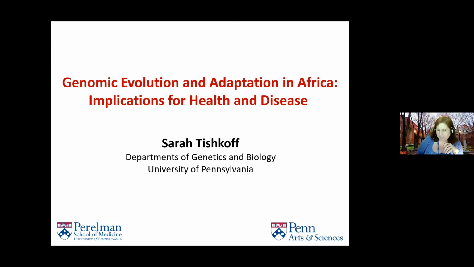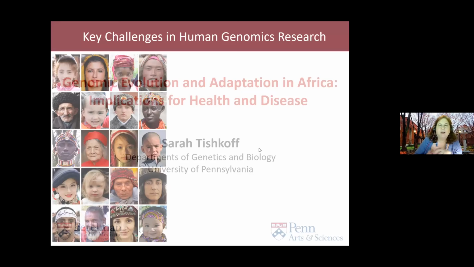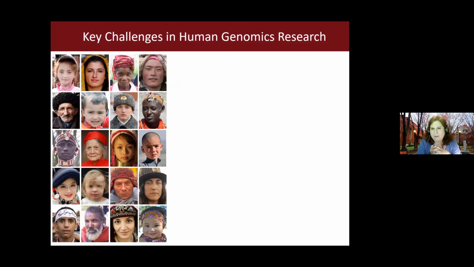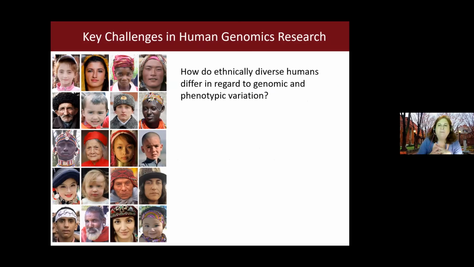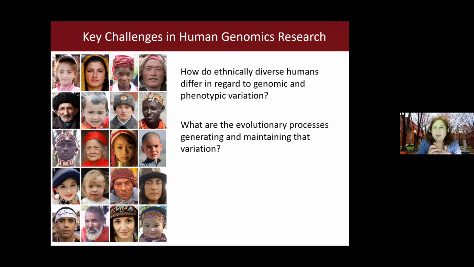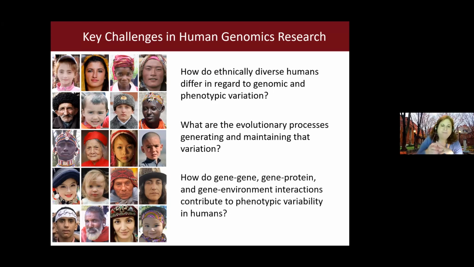Way. And today I'm going to start by telling you, if I can get my slides to advance, what I think are some of the key challenges in human genomics research. So the first is that we need to do a much better job at characterizing both genomic and phenotypic variation in ethnically diverse populations from across the globe. We need to understand the evolutionary processes that generate and maintain that variation, and to better understand how gene-protein and gene-environment interactions contribute both to normal variation and disease risk.